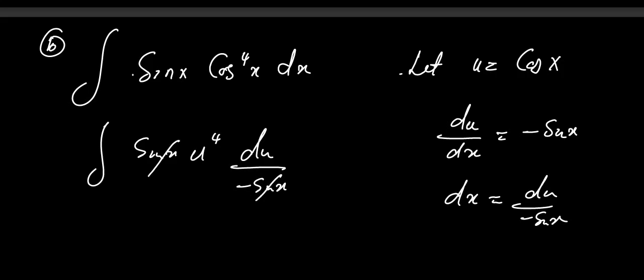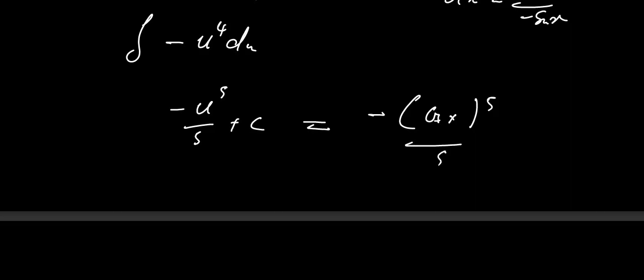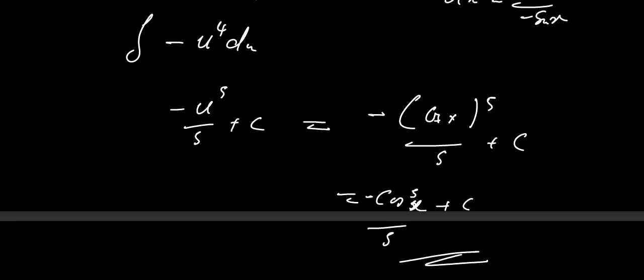We cancel the sine. This is just going to be u to the power 4 du. Then from here we say u to the power 5 over 5 plus c. We change this back to cos x, so this is negative cos x to the power 5 over 5 plus c. So this is what you get as your outcome.